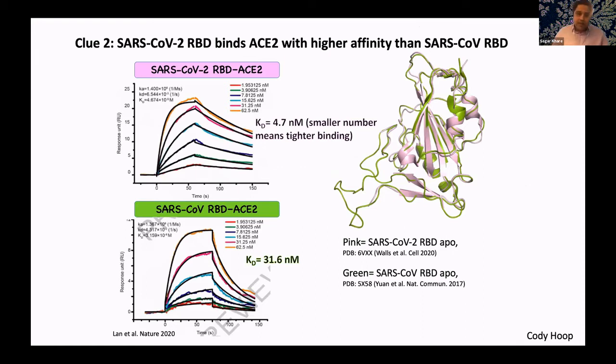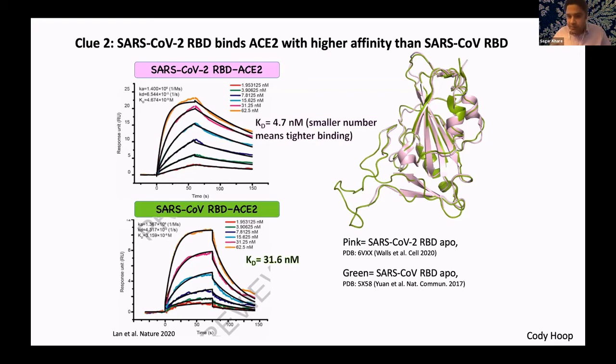So a second clue comes from looking at the binding of the receptor binding domain of the two viruses. And people have looked at their binding affinities by a variety of biophysical methods. And the general consensus seems to be that the SARS-CoV-2 receptor binding domain binds the receptor with about an order of magnitude higher affinity compared to SARS-CoV-1, even though they do look quite similar.